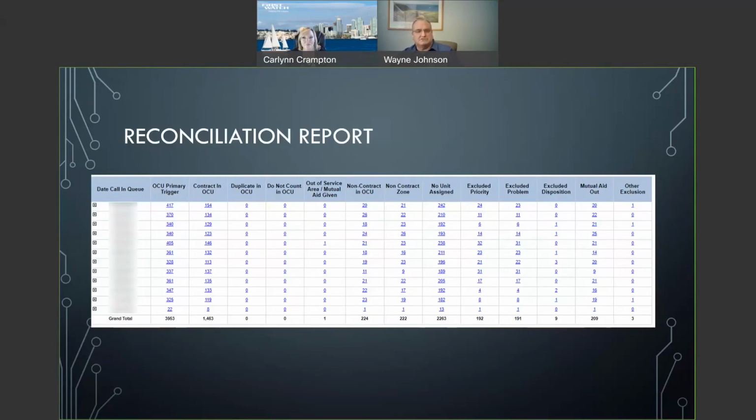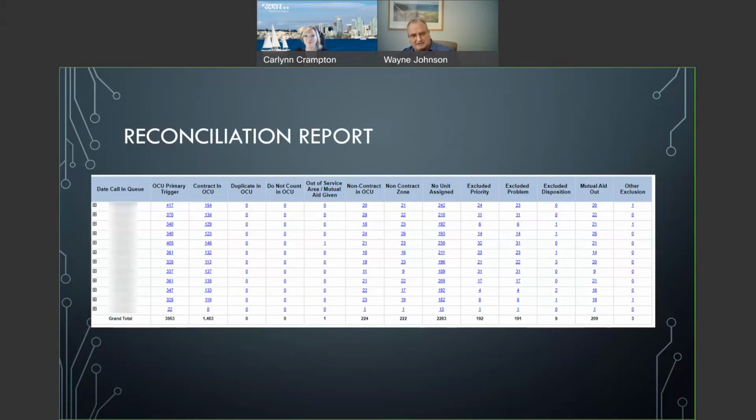And we make this queue so that you can go in and bring that call back to life and put it in your contract bucket. If there are some that came in after that, these other ones to the right there of non-contract zone, no unit assigned, excluded priority problems, these are all the reasons why these calls did not go in your OCU.